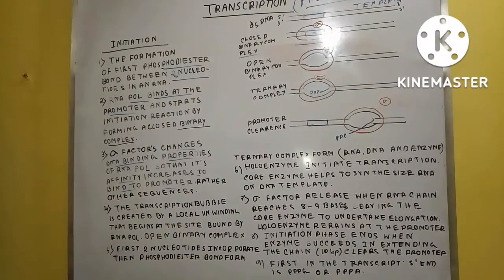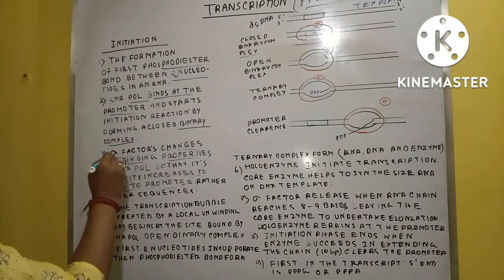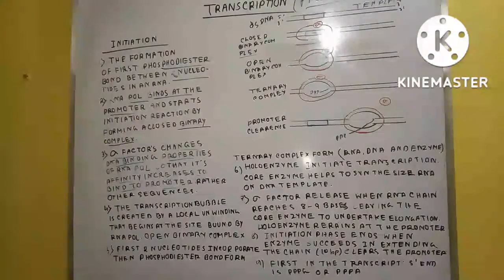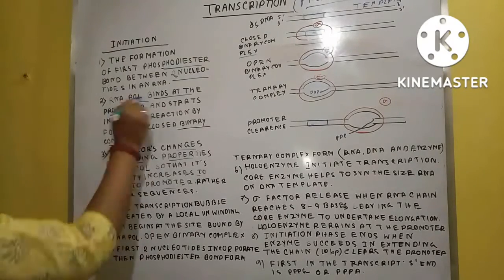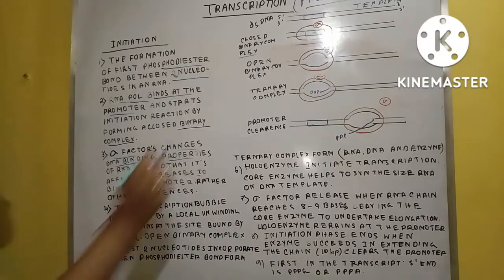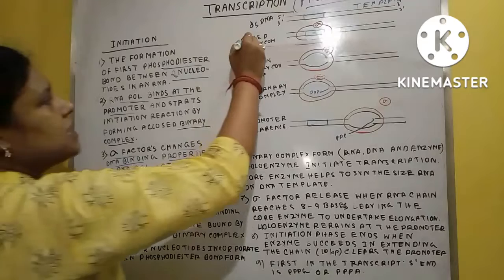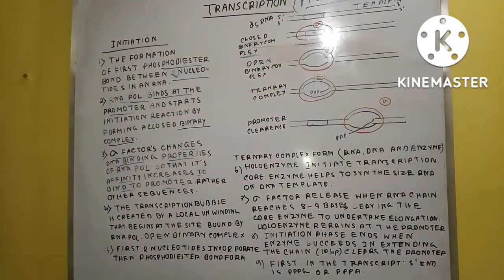So what happened? Before the functioning of the sigma factor, first you have to learn that the RNA pol binds with the promoter region to form the binary complex, obviously the closed binary complex. Okay, closed binary complex.